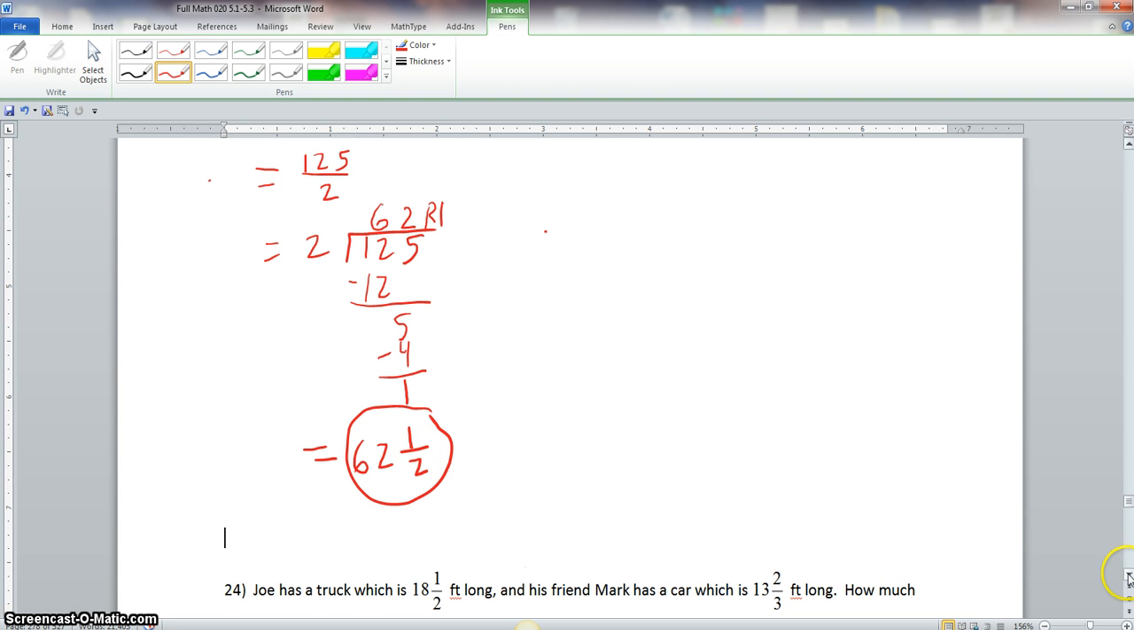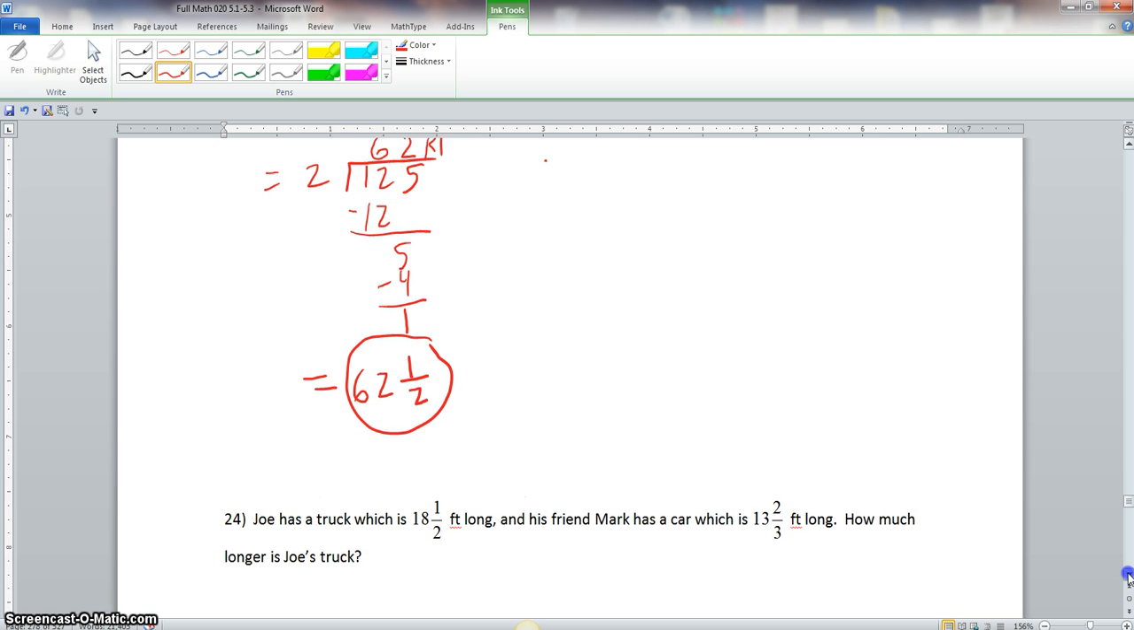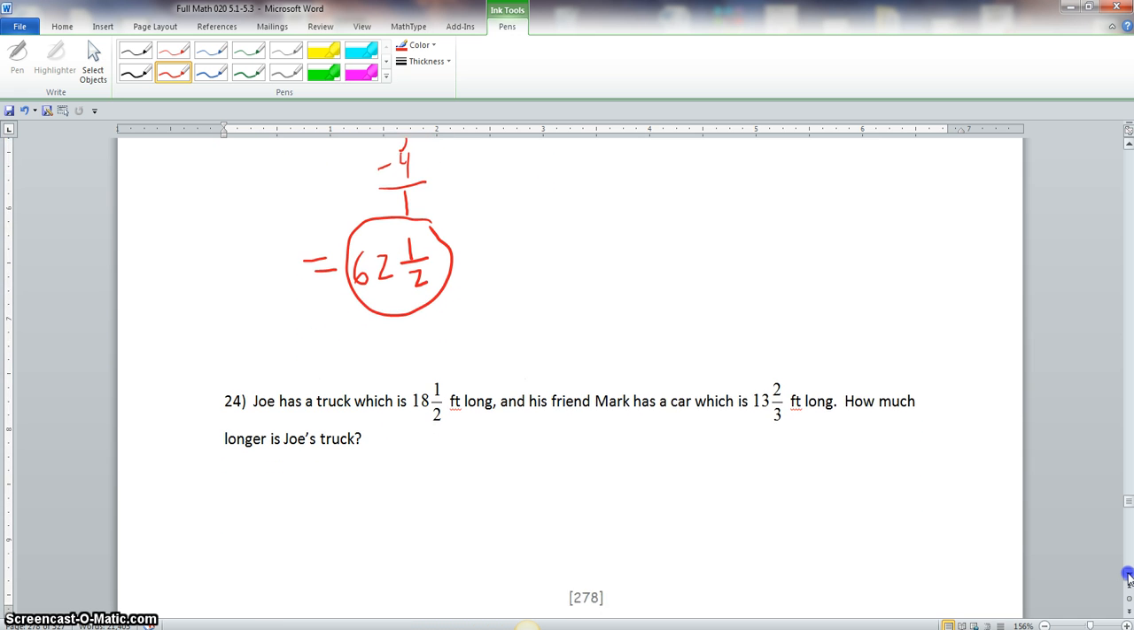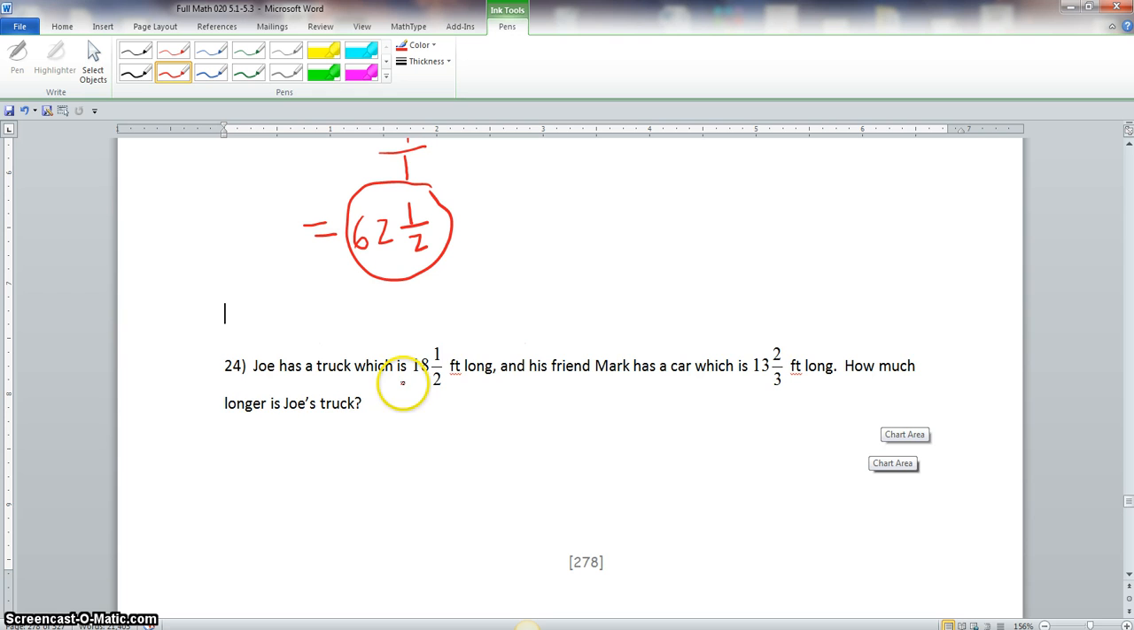Now we go to problem number 24. It says here, Joe has a truck which is 18 and 1/2 feet long, and his friend Mark has a car which is 13 2/3 feet long. How much longer is Joe's truck?